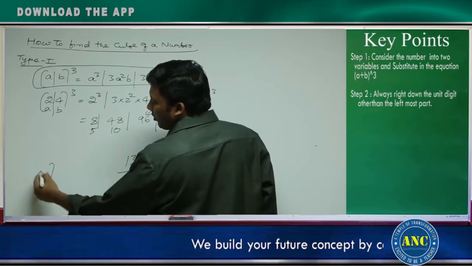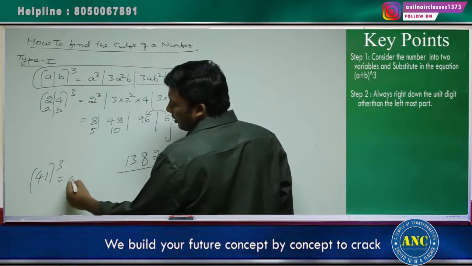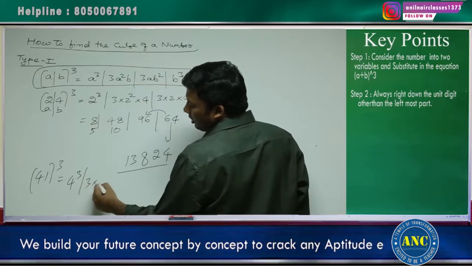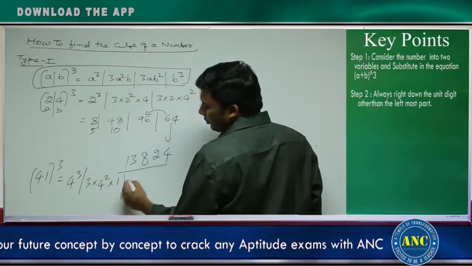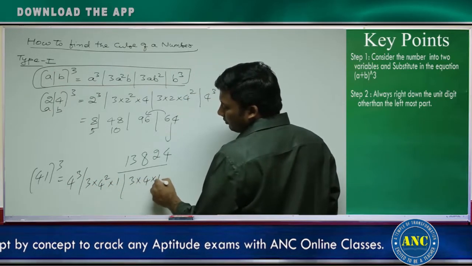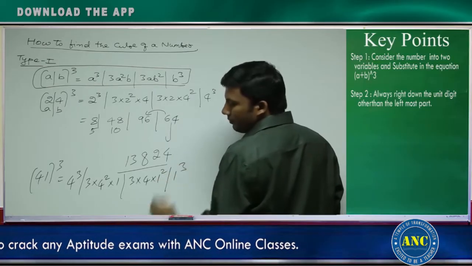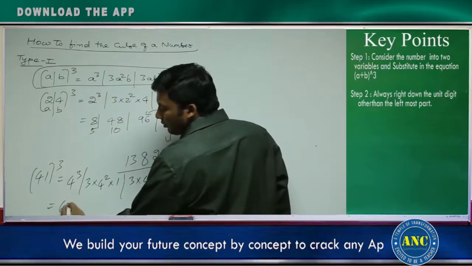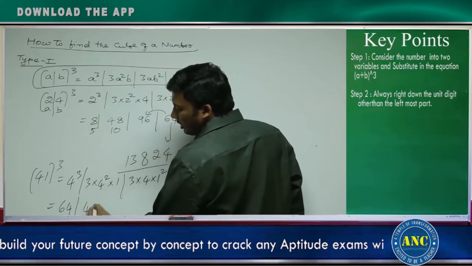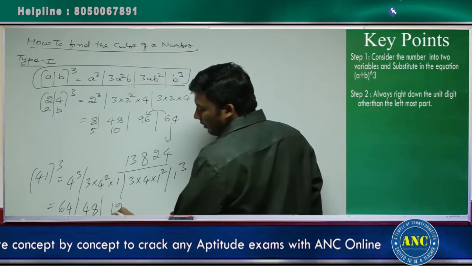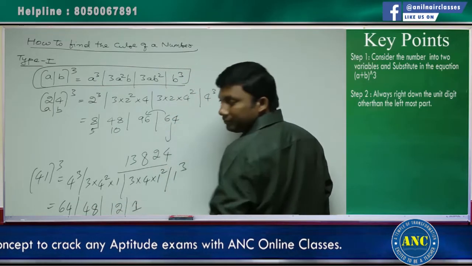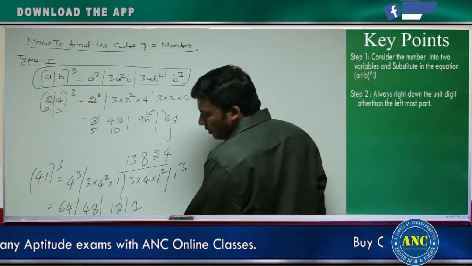41 whole cube we need to solve. So this will be A cube, 3A square B, 3AB square and B cube. 4 cube is 64. 16 3s are 48. 3 4s are 12. 1 cube is 1. Write down the unit digit 1.